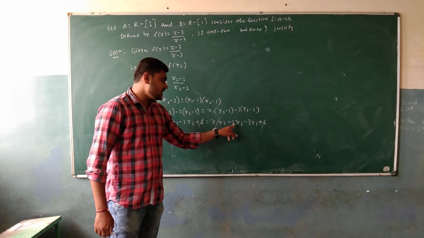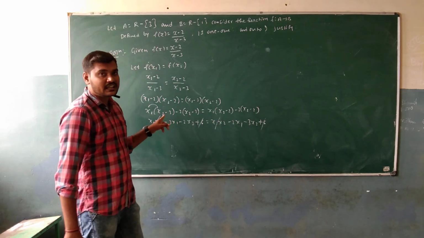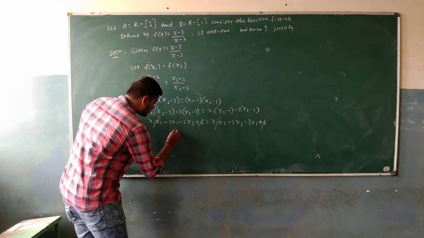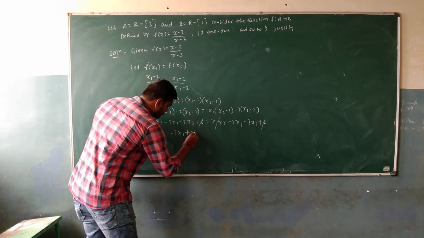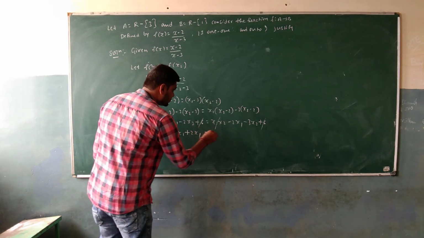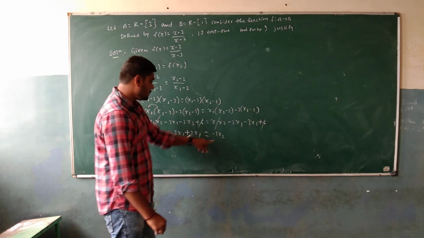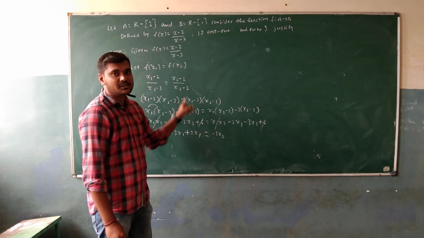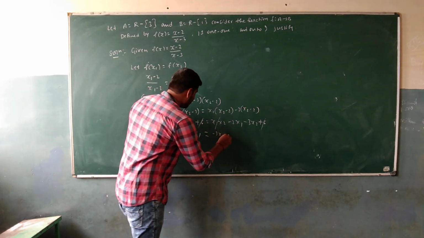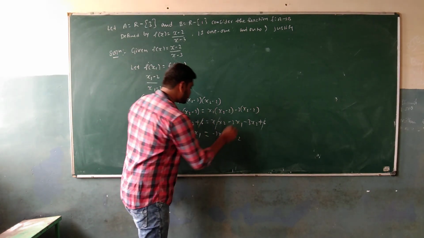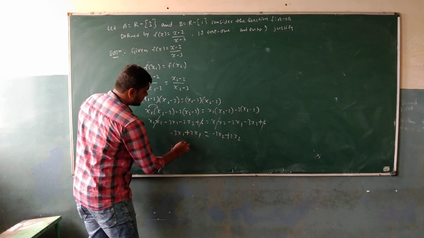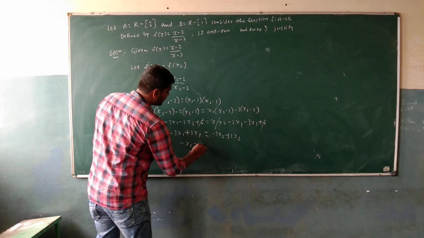So minus 2x1 is going to shift to the LHS. It's going to be minus 3x1 plus 2x1 is equal to minus 3x2. Then minus 2x2 is going to shift to the RHS, so it's going to be plus 2x2. Then it's going to be minus x1 is equal to minus x2.